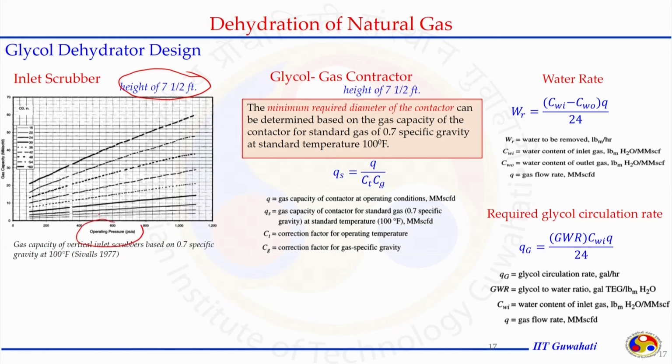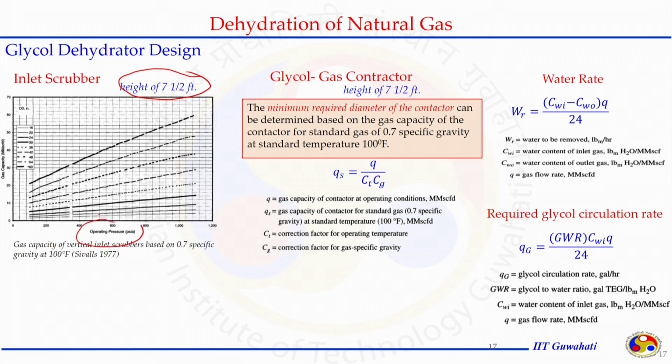We already know the height, or we already fixed the height at 7.5 feet, and the volume required to accommodate that gas will be calculated, and the diameter can be calculated from this chart given by Sewalls. This is given at a particular specific gravity and temperature. A different chart may be obtained for different conditions.